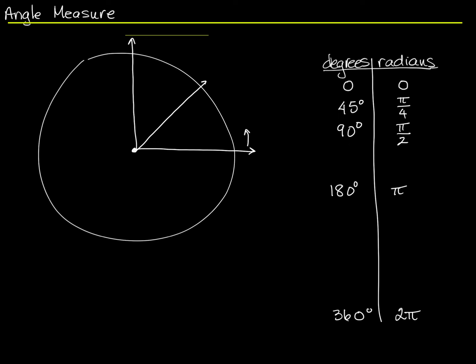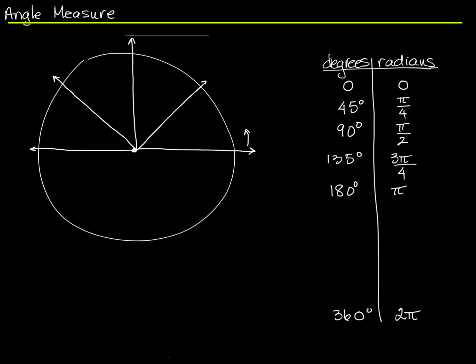Halfway between 90 and 180 is here. And that's going to be 90 plus 45, or 135 degrees. And if I think about this in terms of how many pi over 4s there are, there's 0 pi over 4s, there's that one, 1 pi over 4, 2 pi over 4s, 2 times pi over 4 is pi over 2, and there's 3 pi over 4s, so 3 pi over 4.